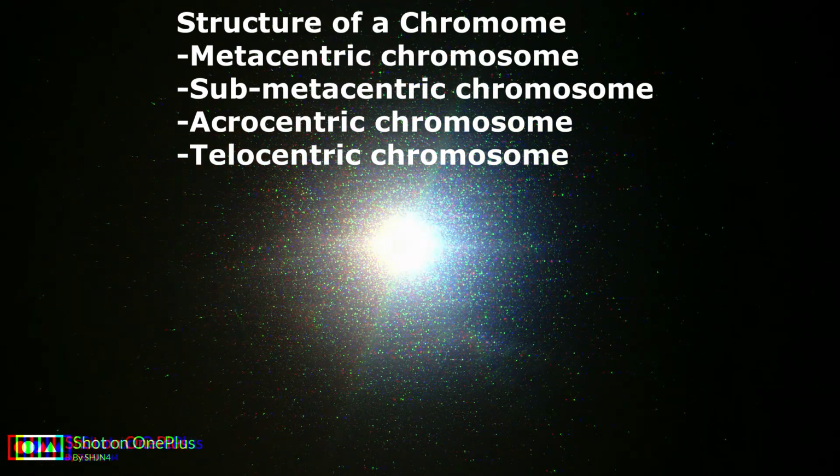Acrocentric chromosome. The centromere is present very close to one end of the chromosome. Thus, it forms one extremely short and one extremely long arm. They appear J-shaped during anaphase. Telocentric chromosome. The centromere is present at the terminal end of the chromosome, and thus the chromosome appears to have a single arm. They appear I-shaped during anaphase.